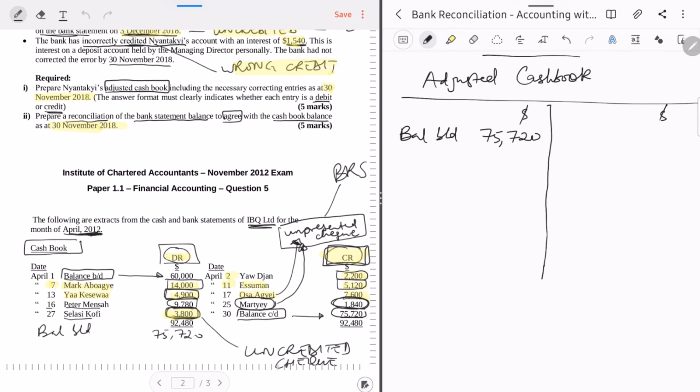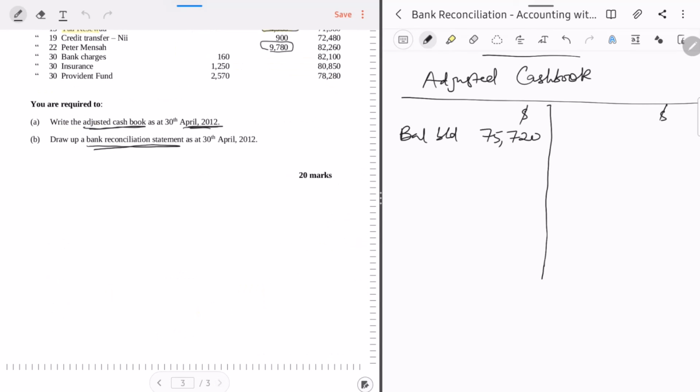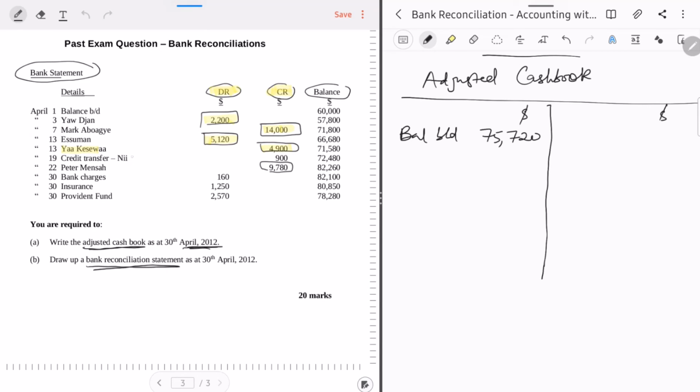4900, we saw this as well. Okay. Then, can you see credit transfer ni 900? This is where someone has sent money to our account. The bank has credited us, but we are not aware he has sent us money yet.